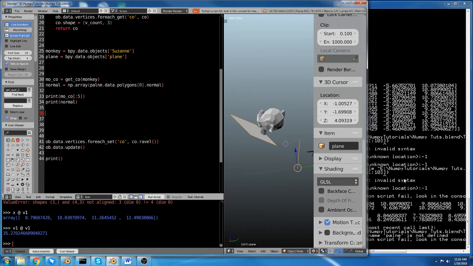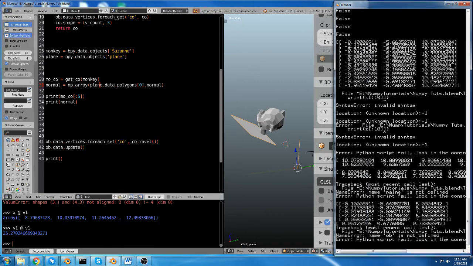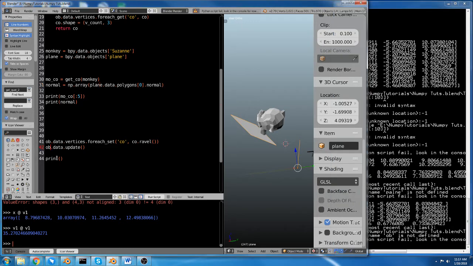Alright. Plane is not defined because I spelled it wrong here. Now, OB is not defined because we no longer have OB. We have monkey.